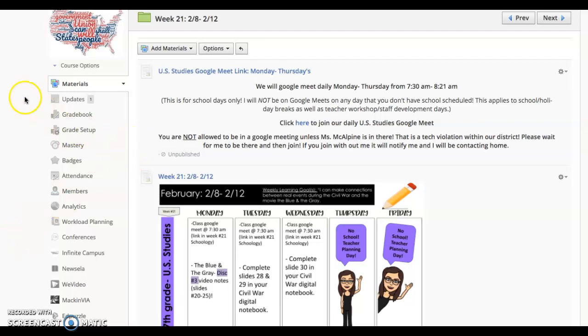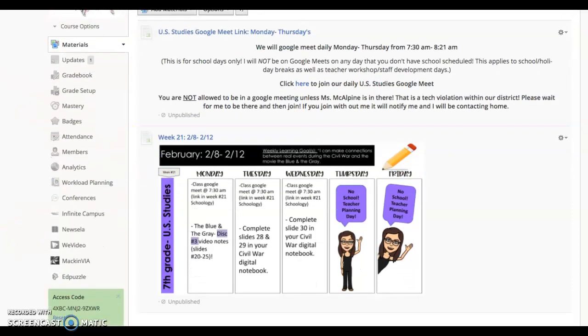So we are finishing up the blue and the gray on Monday and finishing our slides 20 through 25. So we will go over those on Google Meet on Monday. So if you want to look at that, make sure you join us to make sure yours are right and on the right track.